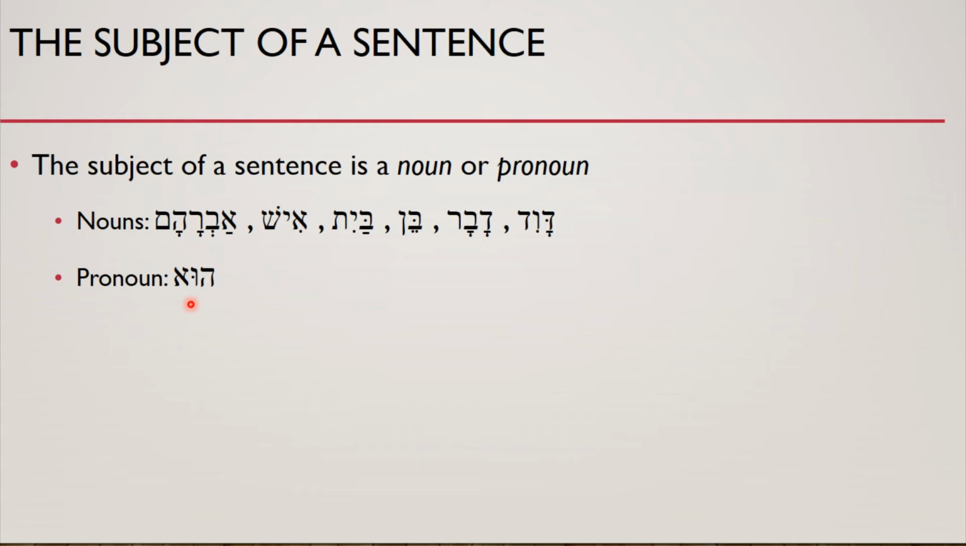We get into the feminine words in the next chapter, but for this one, we have the pronoun hu, which means he. And I apologize, there's a bird right outside my window that is chirping like mad right now.